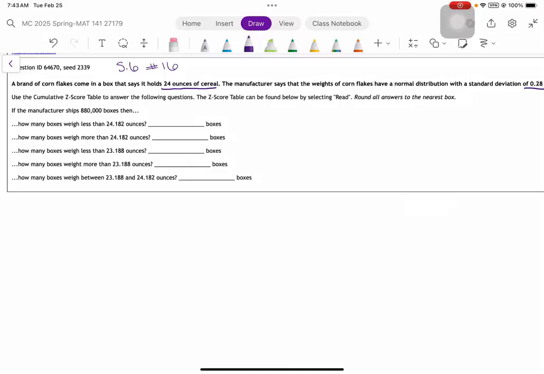If the manufacturer ships 880,000 boxes, then how many boxes? And then it asks all those questions. So when I first approach these problems, the first thing I do is draw my normal distribution. This just helps my brain understand what's going on in the problem. So this is cornflakes.